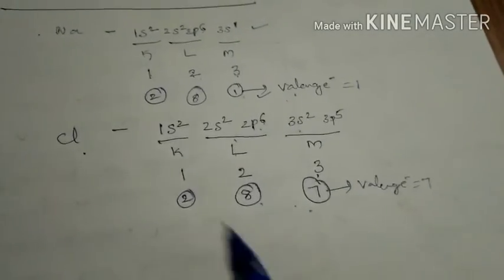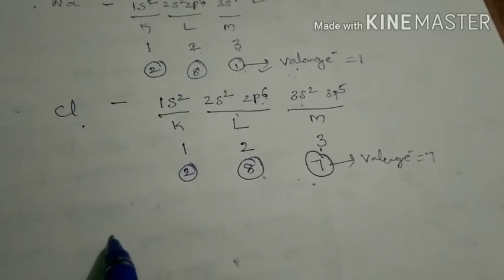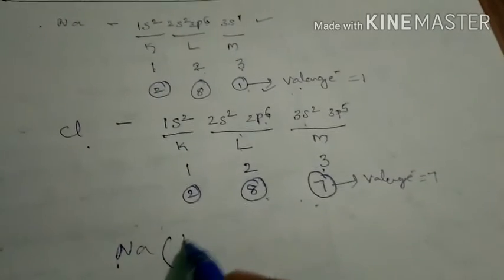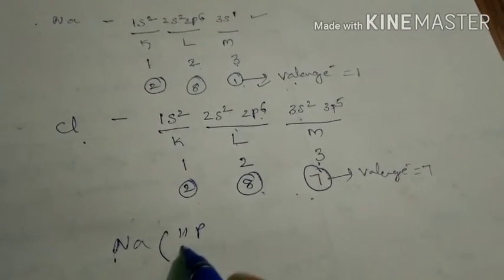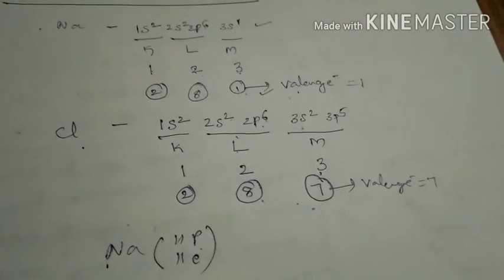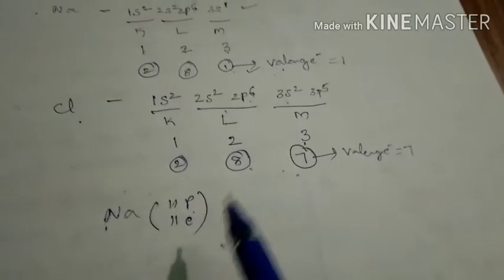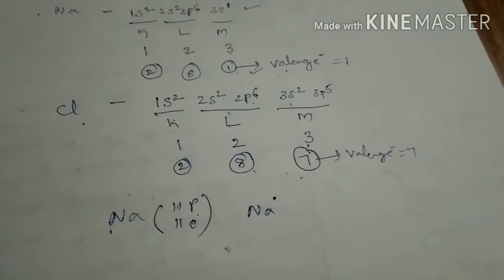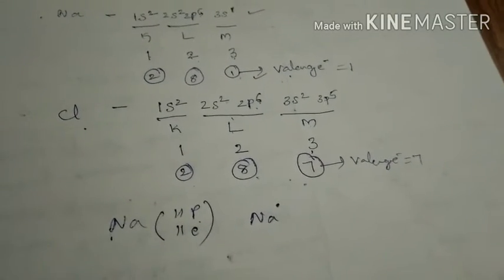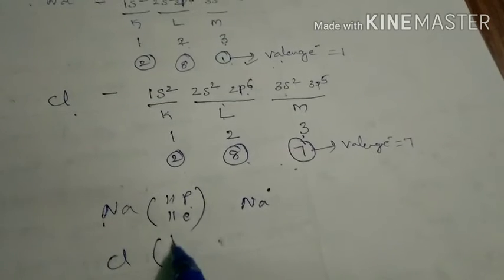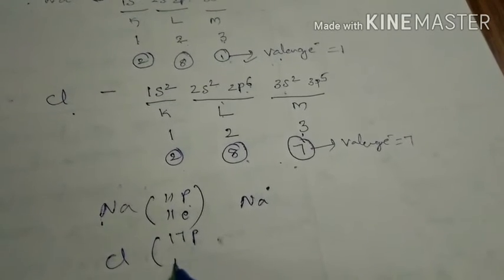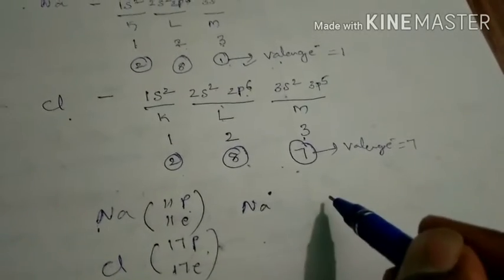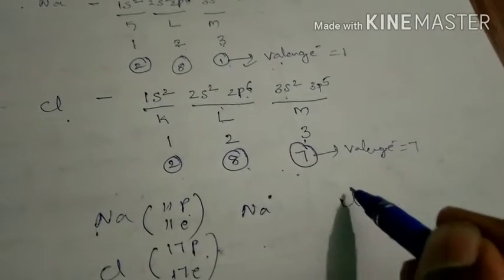Next, take the sodium atom again. This sodium atom contains 11 protons and 11 electrons. So in this case sodium contains one valency electron. This dot indicates the valency electron. Next, in the case of chlorine, chlorine contains 17 protons and 17 electrons. The number of valence electrons in chlorine, how much? Chlorine contains 7.